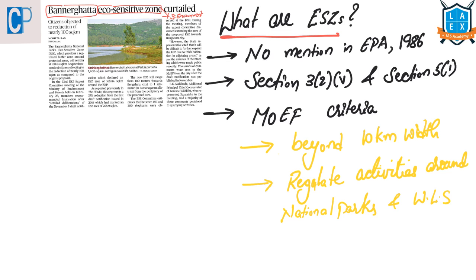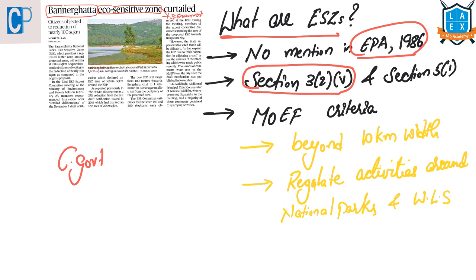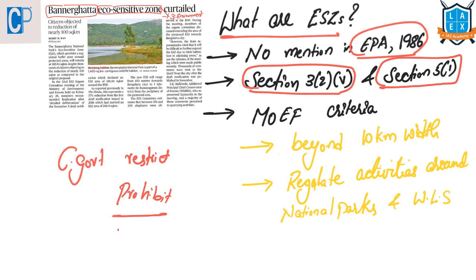According to the Environmental Protection Act of 1986, there is no mention of the word eco-sensitive zones. But there is a section in this act, Section 3 subclause 2 clause 5, which says that the central government can restrict certain areas from industrial activities being carried on. And there is another section, Section 5 subclause 1. According to this section, the central government can prohibit as well as restrict the location of industries.